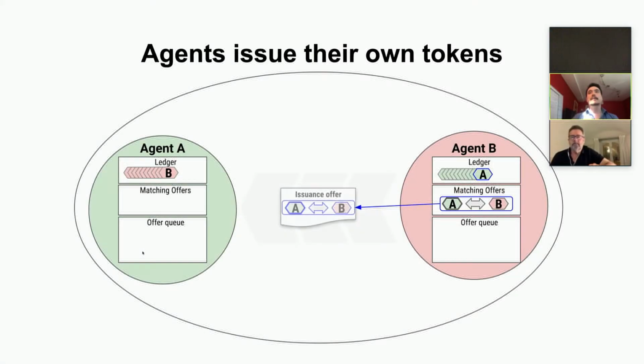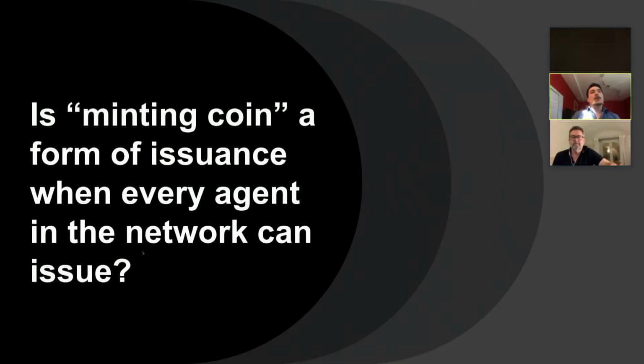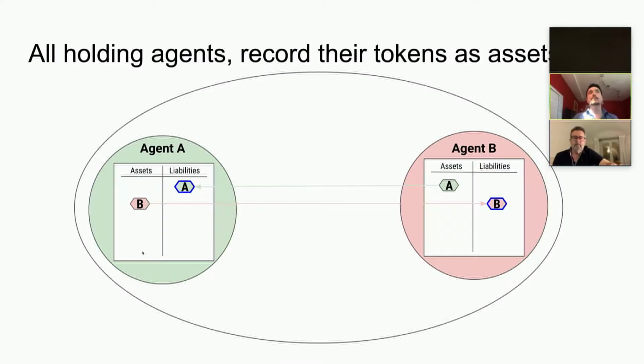In this case, we have an illustration of agents issuing each other's tokens and making each other's offers. The question to have in mind here is whether minting a coin is still a valid form of issuance when every agent in the network can issue. So it asks for a different model.